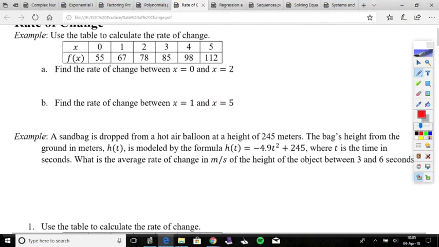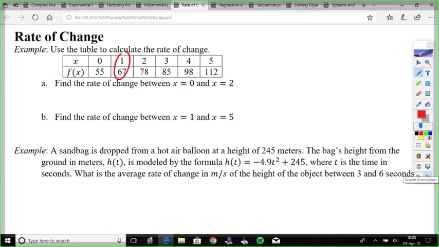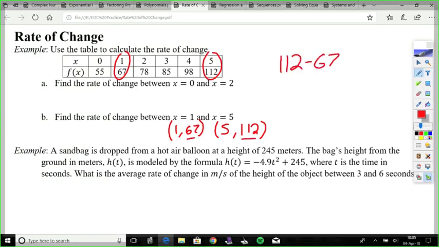And then you can do the same thing for 1 and 5. I guess we'll just show you that real quick. So x equals 1, that's the point (1, 67). And then x equals 5, that's the point (5, 112). Alright, so again, you're using the formula, you're going to take 112 minus 67. Remember, the y's go on top, 112 minus 67, and then the x's go on bottom, which would be 5 minus 1. And as you'll notice, I kept them lined up, right? 112 goes with 5, 67 goes with 1, so I'm good to just go ahead and work it out.